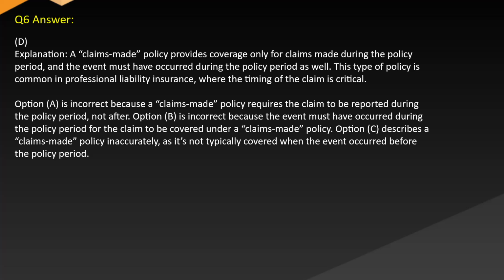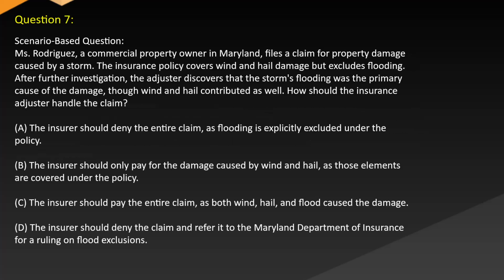Option A is incorrect because a claims-made policy requires the claim to be reported during the policy period, not after. Option B is incorrect because the event must have occurred during the policy period for the claim to be covered under a claims-made policy. Option C describes a claims-made policy inaccurately as it's not typically covered when the event occurred before the policy period. Question 7.